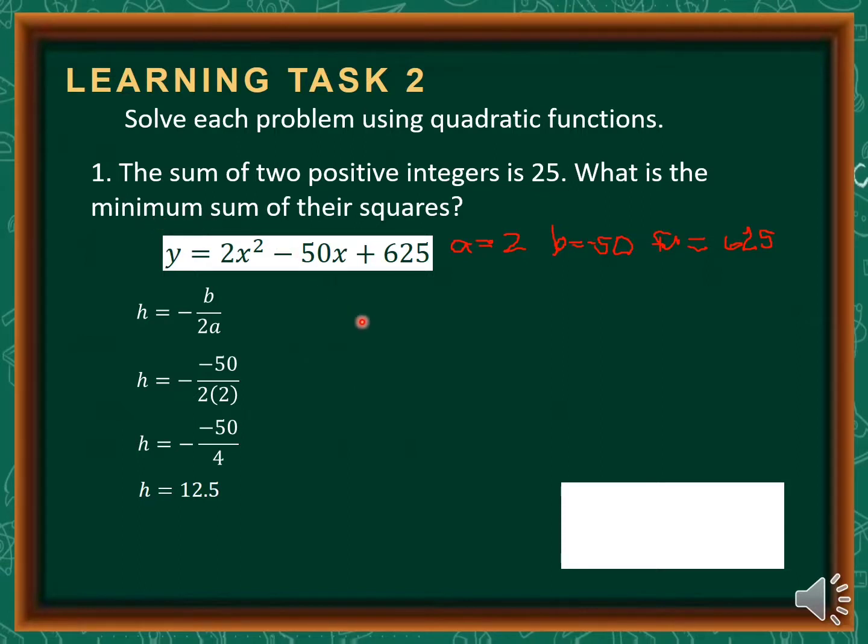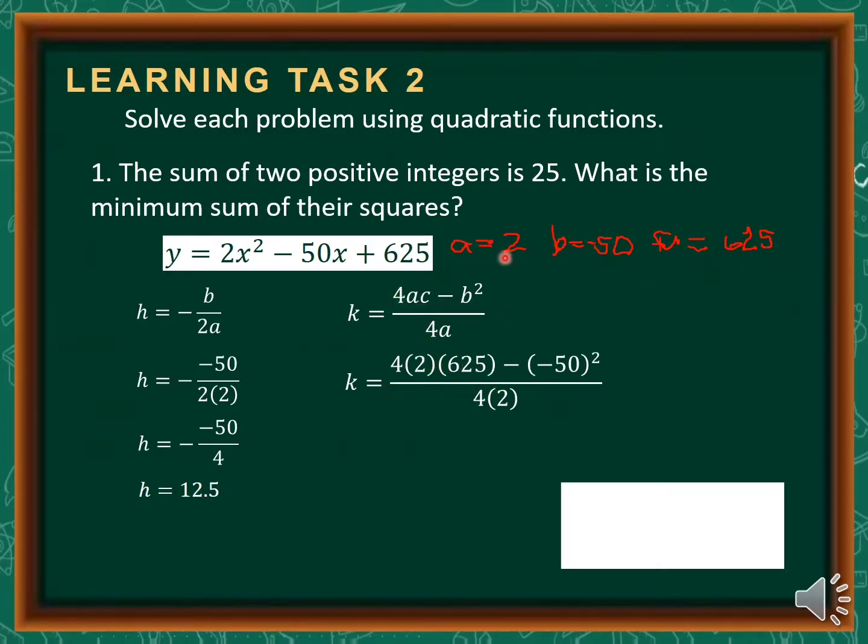To find the minimum sum of their squares, let us use the K. K is equal to 4AC minus B squared all over 4A. So we have, substituting, 4 times 2 times 625 minus negative 50 squared. 4 times 2 times 625, we have 5,000. Negative 50 squared, we have 2,500. And 4 times 2, we have 8. 5,000 minus 2,500, we have 2,500 divided by 8. And the answer is 312.5. So meaning to say, our K is 312.5.